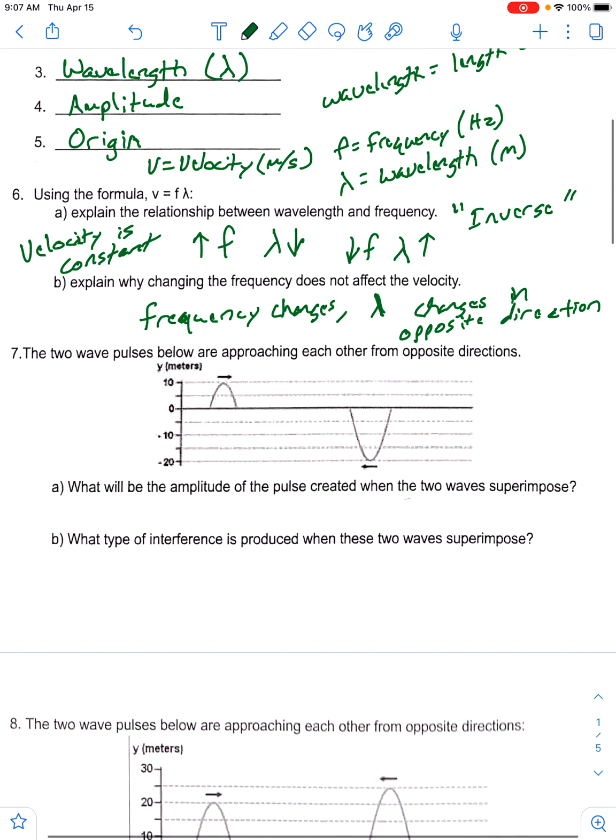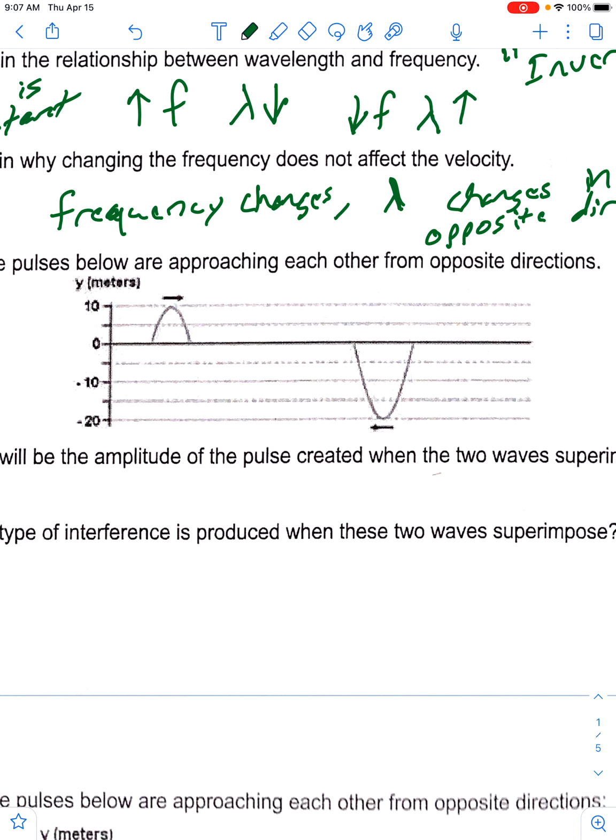Number 7, the two wave pulses below are approaching each other from opposite directions. So I have a wave going to the right, this little one, and I have a wave going to the left on bottom. Okay, so I'm going to zoom in a little bit there. First, I'm going to find the amplitude of each wave. The first one goes from 0 to 10, so it has an amplitude of 10. And my next one is from 0 to negative 20, so this will be a negative 20.